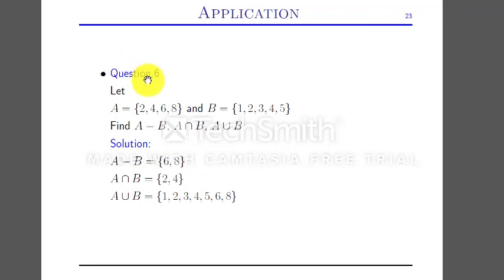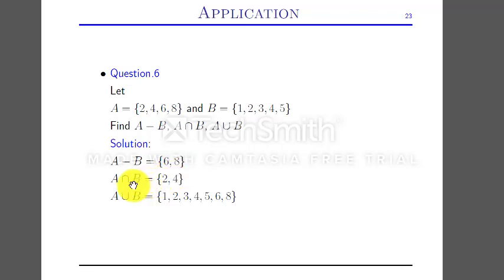There is another example, let A and B be two sets, find A minus B, A intersection B, A union B. So we can write A minus B, as we have to separate the elements of B which lie in the set of A, which are 2 and 4. So we can write A minus B as this. 2 and 4 are in B, so we have to subtract.